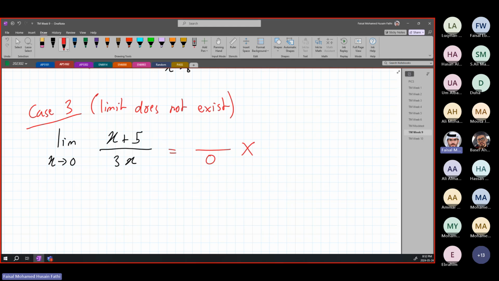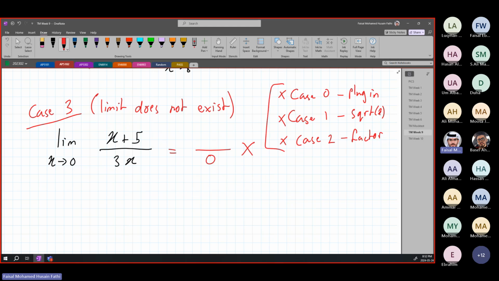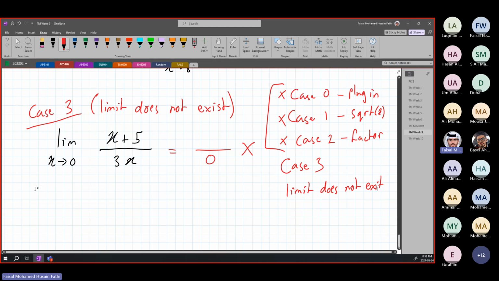Case 1, what was it? Square root, right? So case 0 was plug in. Never substitute. Case 1, square root of x. Do we have a square root of x up or down? No. So we cannot use this. Case 2 is factorization. Can we factorize anything up or down? Nope, we cannot. If all these cases we cannot do, then it is case 3 and limit doesn't exist. Okay, so in this case, the limit is actually non-existent.